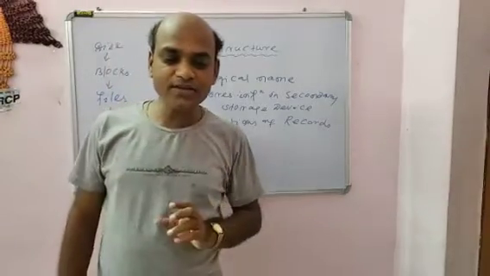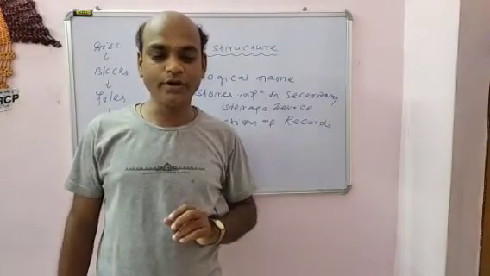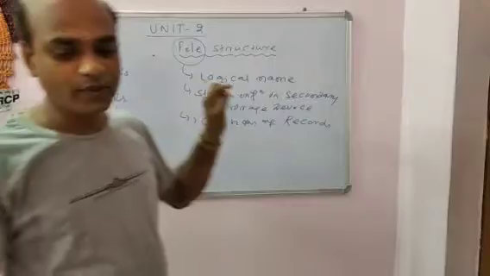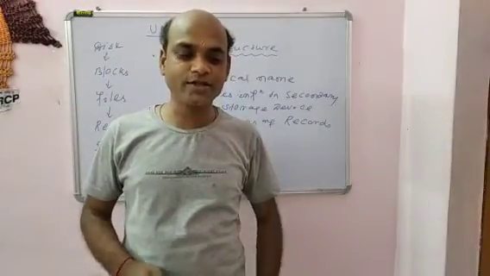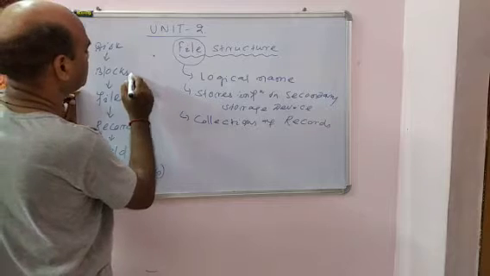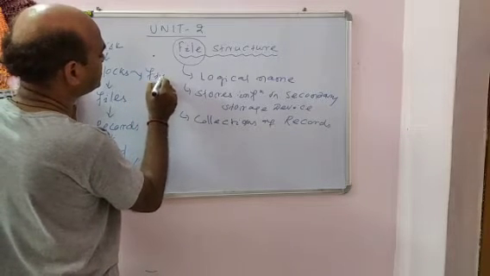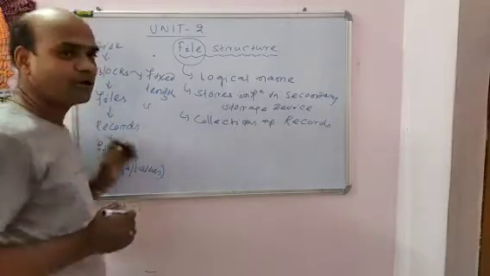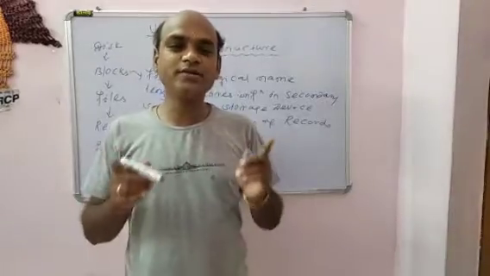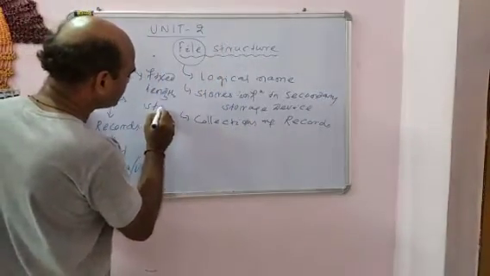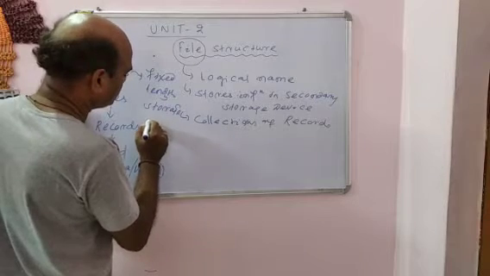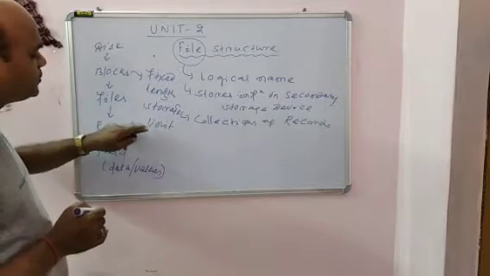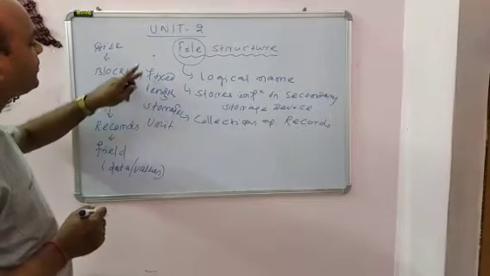A database file is partitioned into fixed length storage units called blocks. So the database contains these blocks, which are fixed length storage units. In this unit you are going to store information. It has some fixed length.